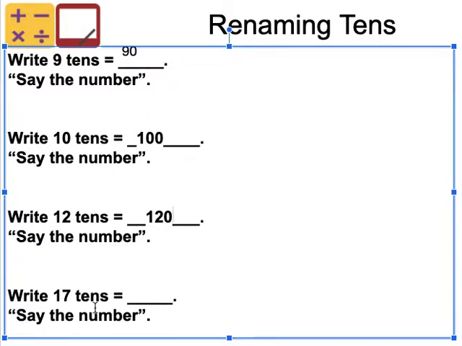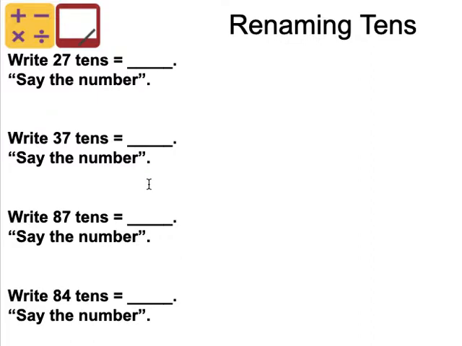And lastly, we're going to write 17 tens. 17 tens. Okay, I'm going to write 17 and I'm going to put a 0 on the end. At home, I'd like for you to make sure you have your paper out. I would like for you to write on your paper 23 tens. Go ahead and write 23 tens. Well, if we have 23 tens, we're going to write the number 23, and we can add a 0 on the end to make the number 230. 23 times 10 is 230.